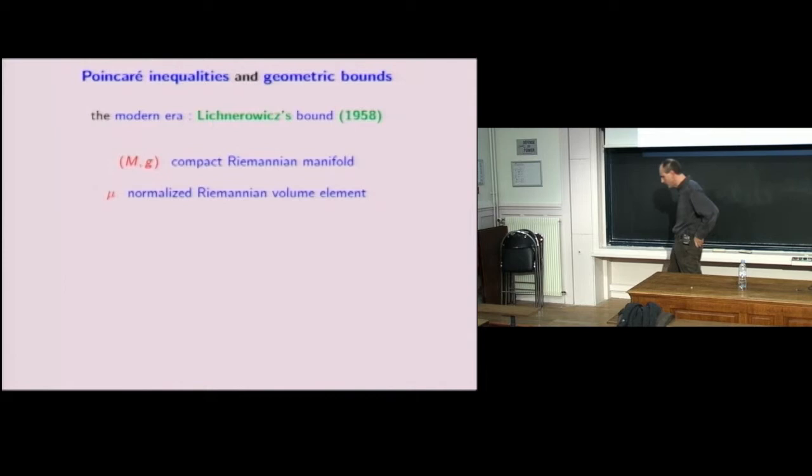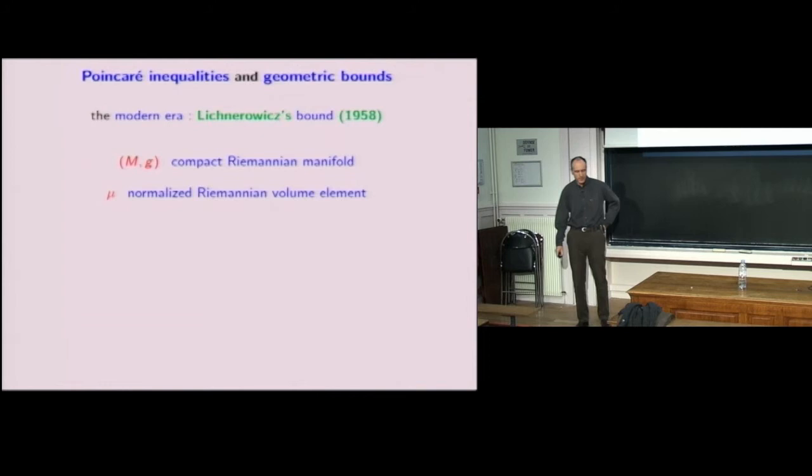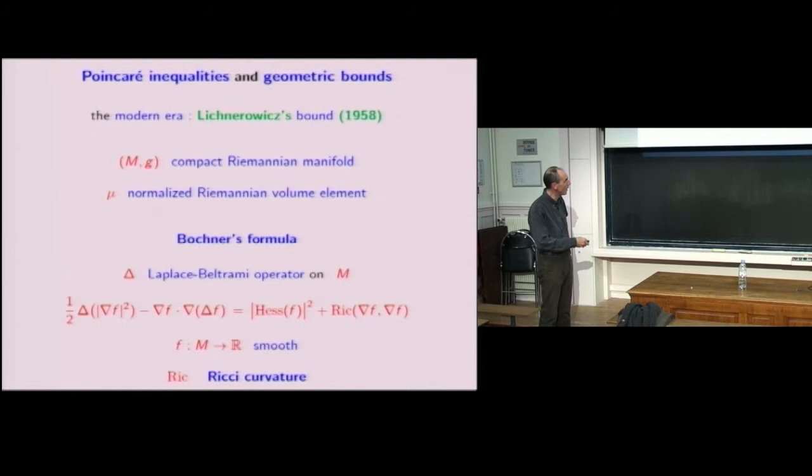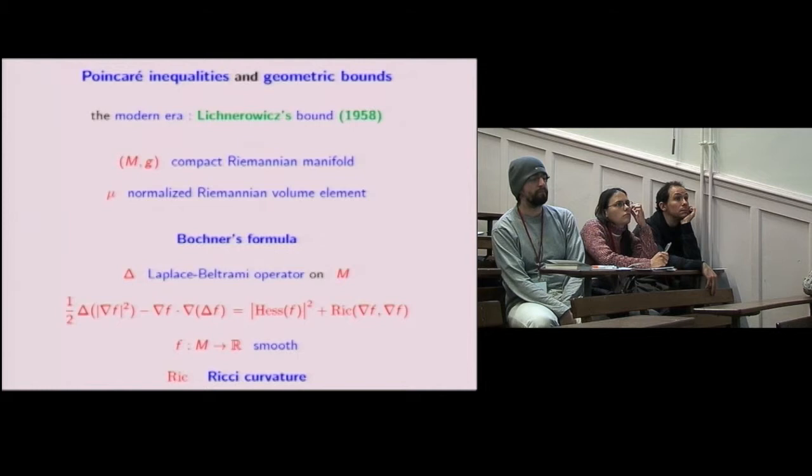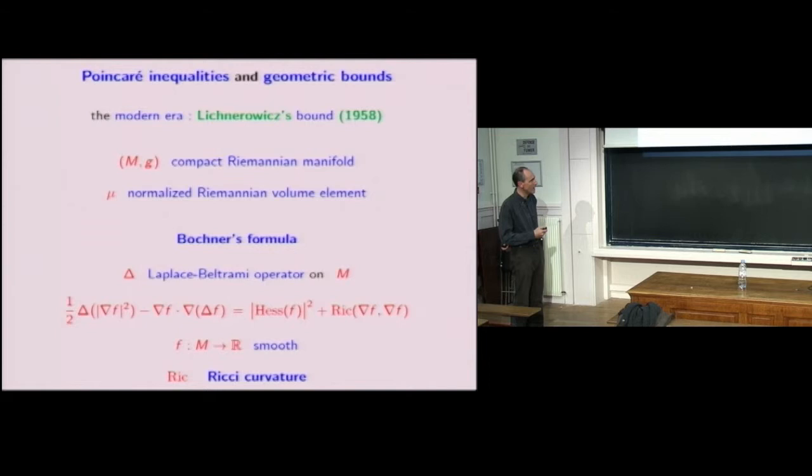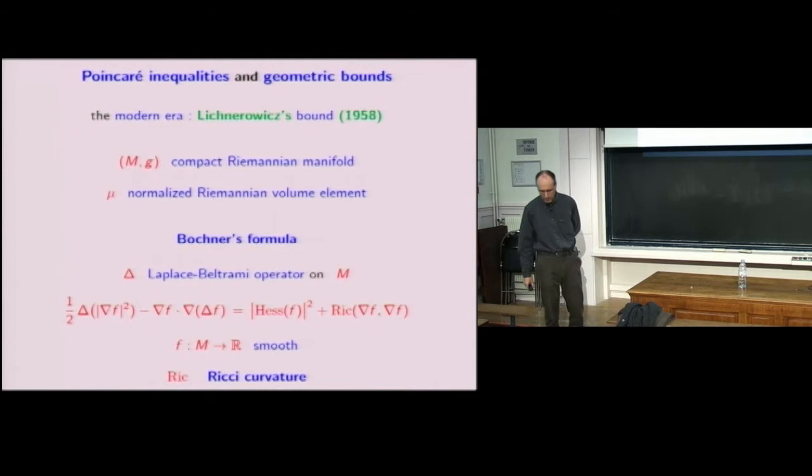And the starting point of Lichnerowicz's investigation, connecting the Poincaré constant or Poincaré inequalities with geometric bounds, is the so-called Bochner formula. The Bochner formula is a kind of functional description of curvature. You start with a Laplace-Beltrami operator on your manifold, and then you consider an expression of this type for every smooth function on the manifold. This expression may be developed into, first, the L2 norm squared of the Hessian of f. And then you have a two-tensor applied to the tangent vectors grad f and grad f, which is precisely the Ricci curvature.